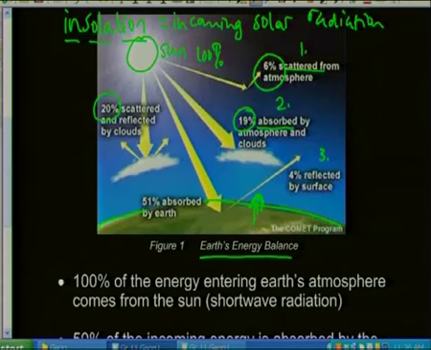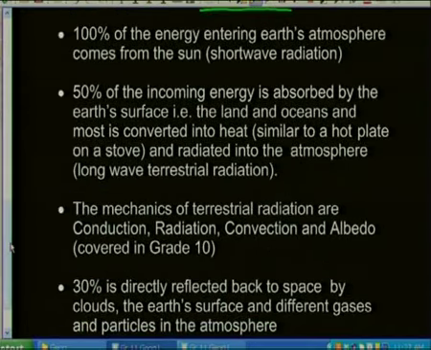Maybe 20% of the 100%, remember we're dividing up this percentage of the light, 6% was scattered, 19% was absorbed. 20% is scattered and reflected by clouds, because clouds reflect more light than they absorb. Only up to 4% of energy is reflected by surfaces like snow, ice, or clean water. That's the percentage of how much light we have. So 51% of the sun's light is absorbed by the Earth's surface, be it rock or water, land or sea. That 100% of the sun's energy travels as shortwave radiation very rapidly.